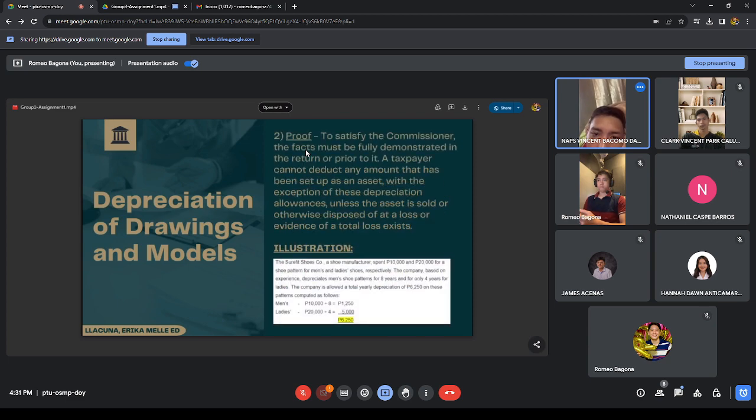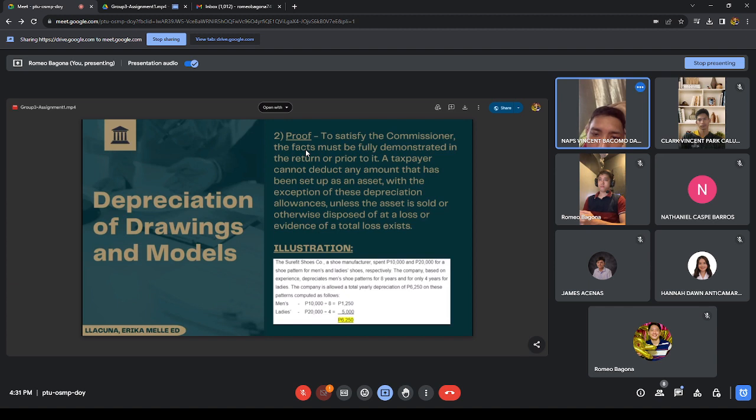In order to satisfy the Commissioner, the facts must be fully demonstrated in the return or prior to it. A taxpayer cannot deduct any amount that has been set up as an asset, with the exception of these depreciation allowances, unless the asset is sold or otherwise disposed of at a loss, or there is an evidence of a total loss. Here's another illustration by De Leon.